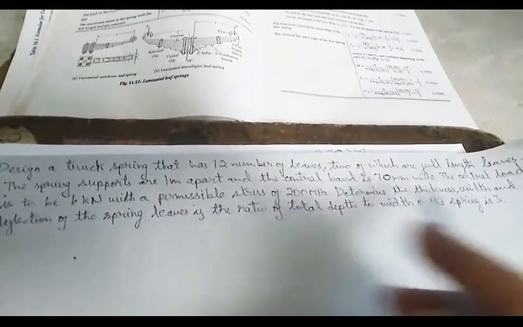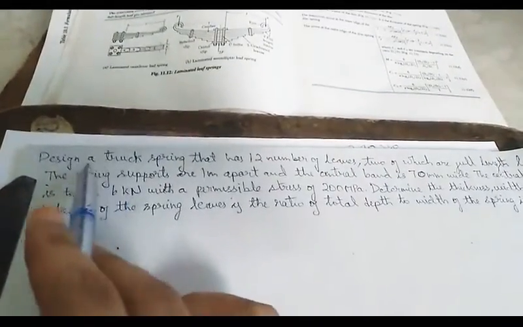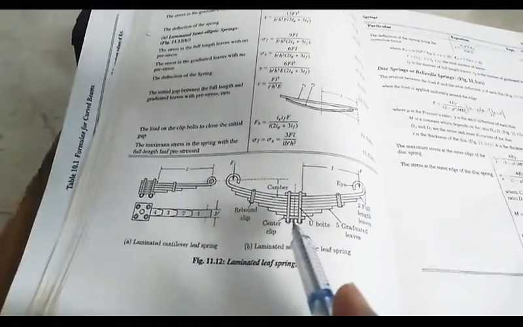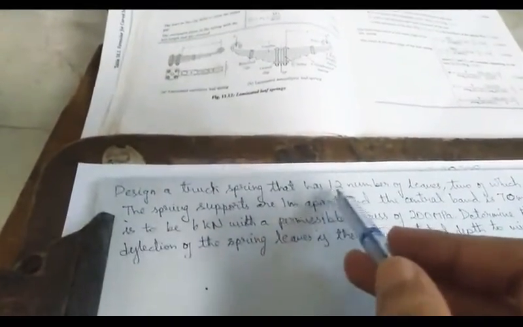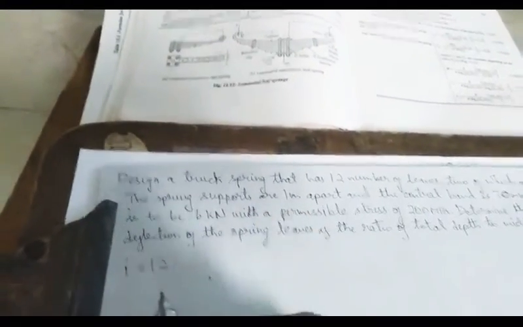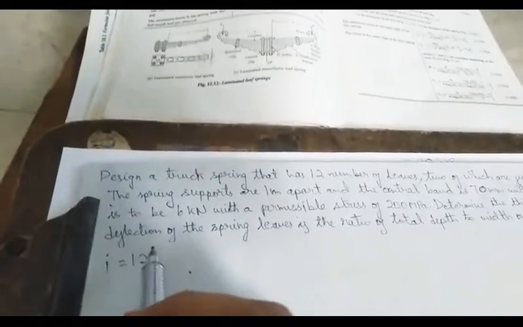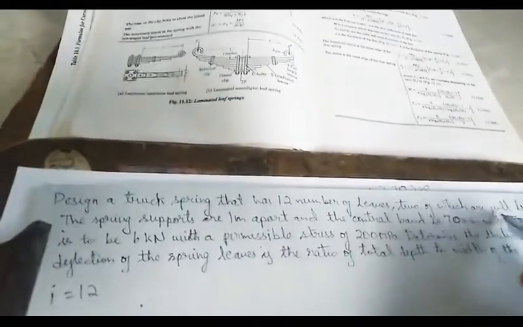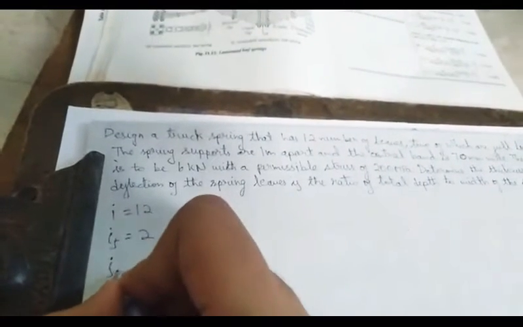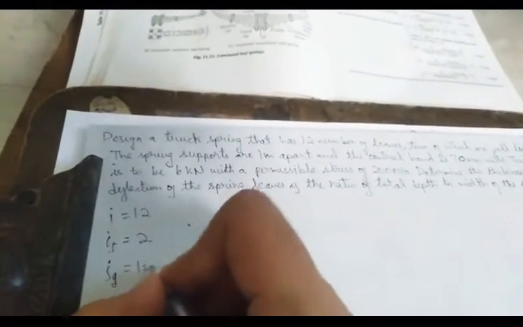spring is 3. If they are asking us to design the truck spring, then it is a leaf spring of this type, that is a multiple semi-elliptical leaf spring. So we shall write down the data now. That has 12 leaves, so i is 12, of which 2 are full length leaves. They are given 2 are full length, so iF is equal to 2. Then iG will be 10.